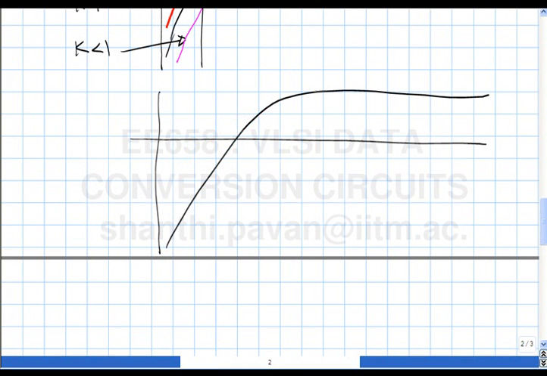As I said, if all the R's increase, the gain becomes smaller, and this is what you will get in band. If all the resistors become too large, this is what you will get. If all the resistors become too small, this is what you will get. Okay.